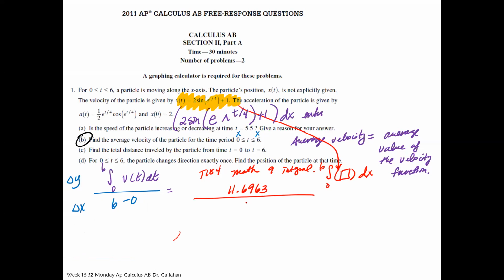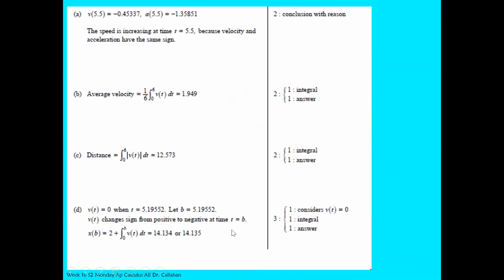11.6963. 6 minus 0 is 6. And then, of course, when you go ahead and divide it, you should have 1.9. And this right here is the average velocity between 0 and 6. So this is how you would answer question B. So looking at the grading part right here, 1 point for the integral, 1 point for the answer. So altogether, 2 points.